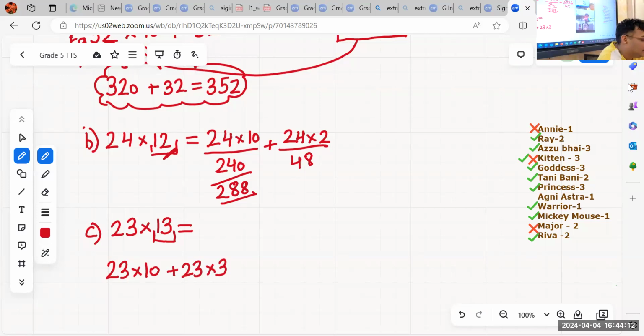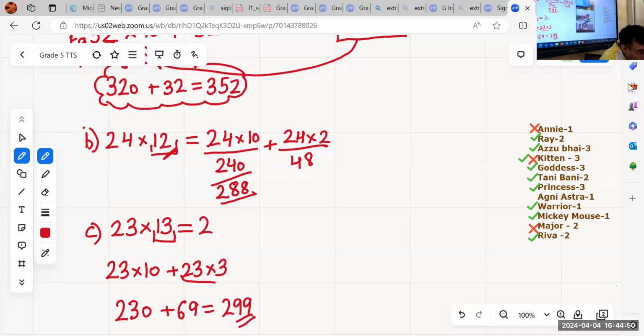23 into 3? No, only these two will speak. So this also, if you do it better, 23 twos are 46, 23 threes are 69. It becomes overall easy, because there is no carry. 3 threes are 9, 3 twos are 6. Otherwise break this also: 20 into 3 plus 3 into 3. 20 into 3 is 60, 3 into 3 is 9. Again distributive property. So this will become 230 plus 69, all in your mind. This will become 299. So this calculation you can do in your mind like this, using distributive property.